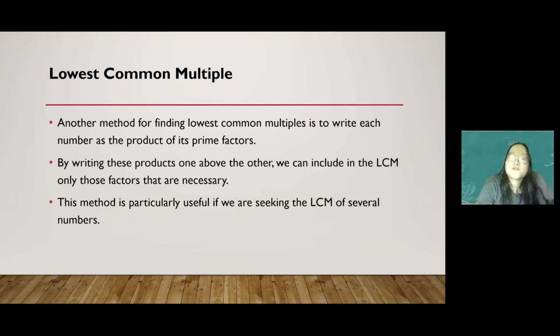Okay, so another method for finding lowest common multiples is to write each number as a product of its prime factors. By writing these products one above the other, we can include in the LCM only those factors that are necessary. This method is particularly useful for seeking the LCM of several numbers.